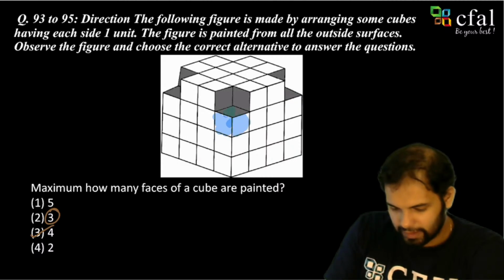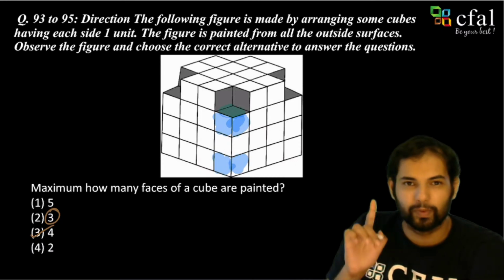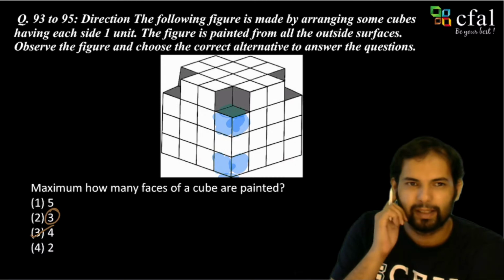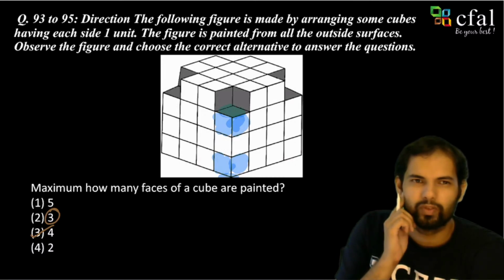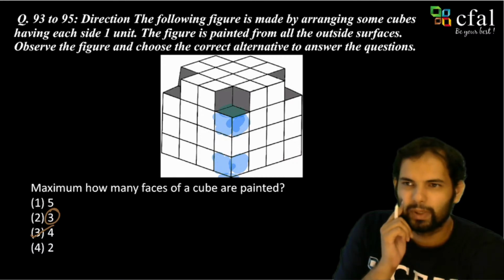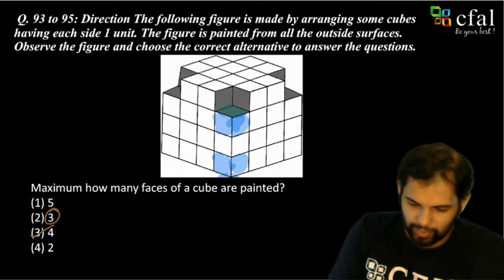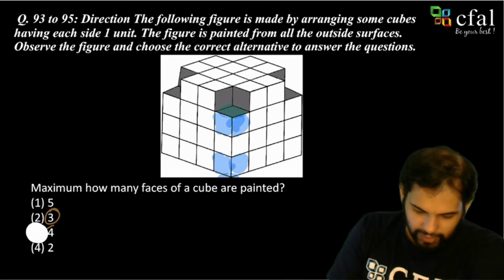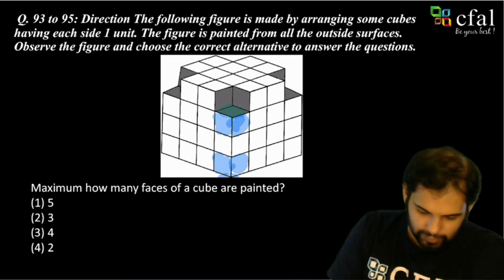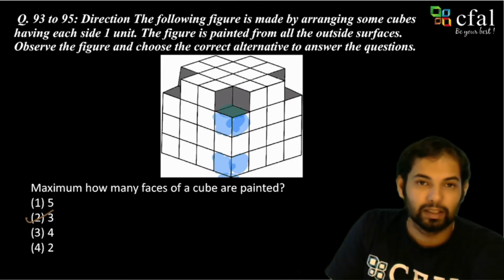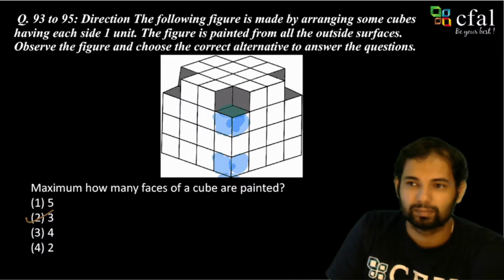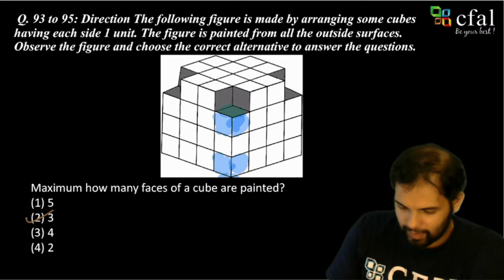Right. So anywhere I try, even if I try this corner, these are 2 faces. Below there's 1 face, right? I don't see anywhere we are getting 4 faces. Correct? Can you see that? So option 2, correct. 3 faces is correct. Okay. Fine.